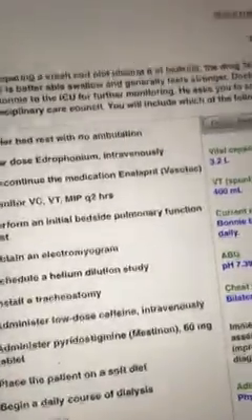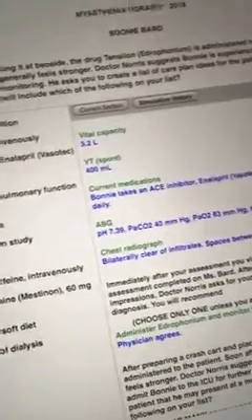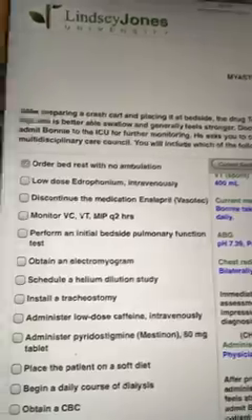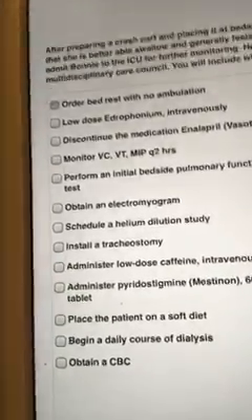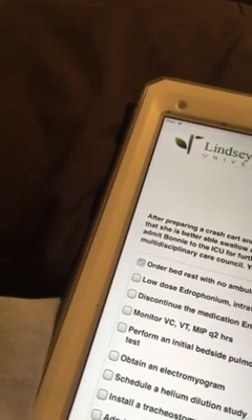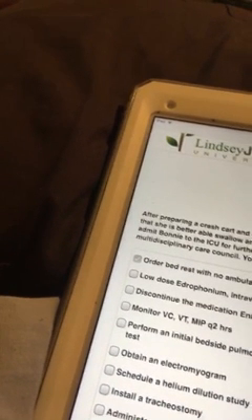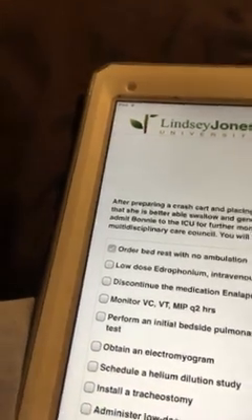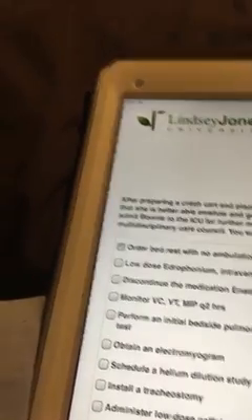Okay. So the options are to order bed rest with no ambulation. Can do that. Further down, low dose hydrophonium intravenously. It's a diagnostic drug. It's not a treatment drug. So that's a no. Discontinue the Vasotec and enalapril. I don't know what that is for, so I'm not sure about that. Monitor vital capacity, tidal volume, MIP. So I'm definitely going to do that.